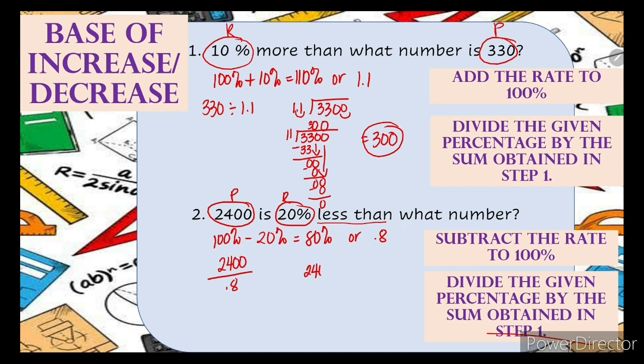Let's divide 2,400 divided by 0.8. May decimal point. Let us move one place. So 0.8 will become 8. Then 2,400 will become 24,000. Let's divide. 24 divided by 8 is equal to 3. 3 times 8 is equal to 24. 24 minus 24 is 0. So, ito kokopyahin na lang natin siya. So, our answer is 3,000. So, 2,400 is 20% less than 3,000.